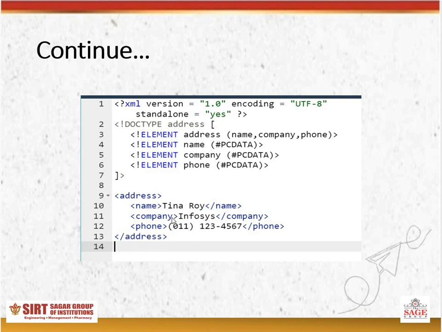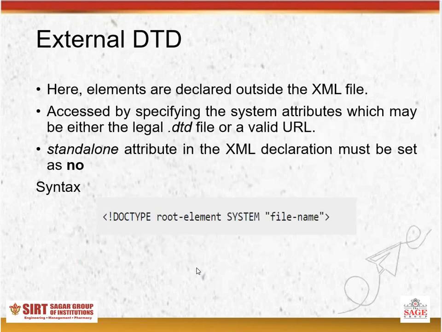Now you will specify your XML document body with its tags. Now address, name is a kind of parsable data and you are providing the name here and closing the tags properly. Make sure to close the tags properly, otherwise your document will not get interpreted. So this is the example of an internal DTD.